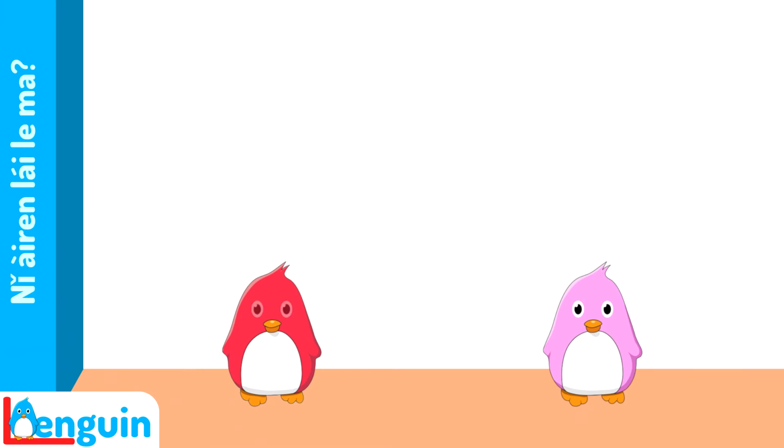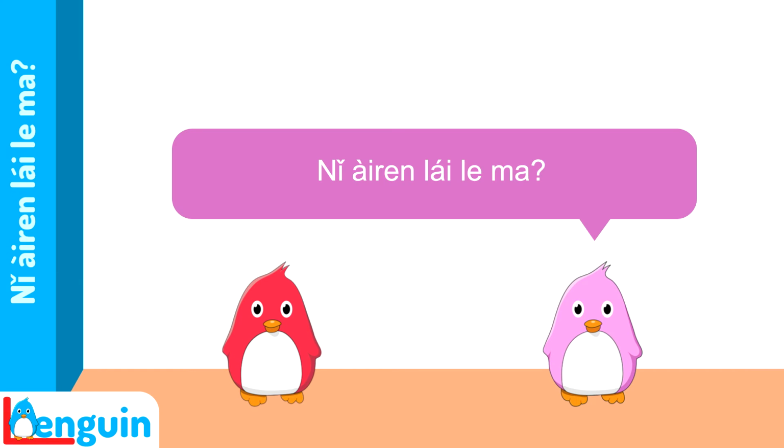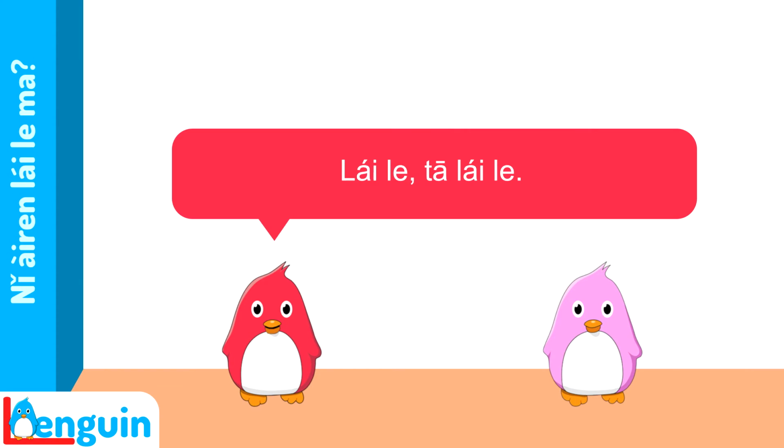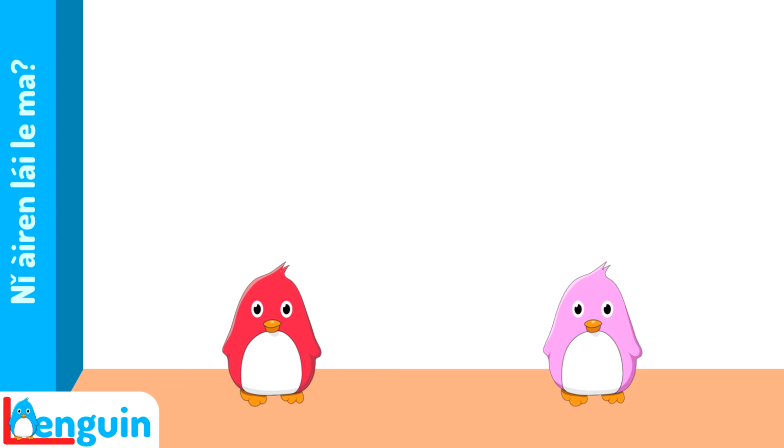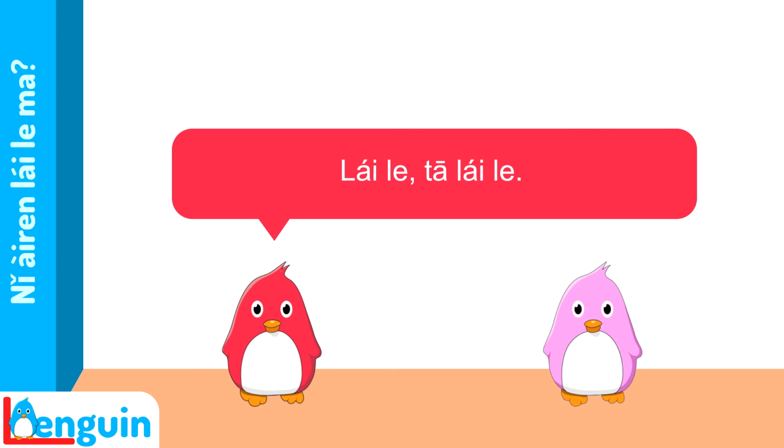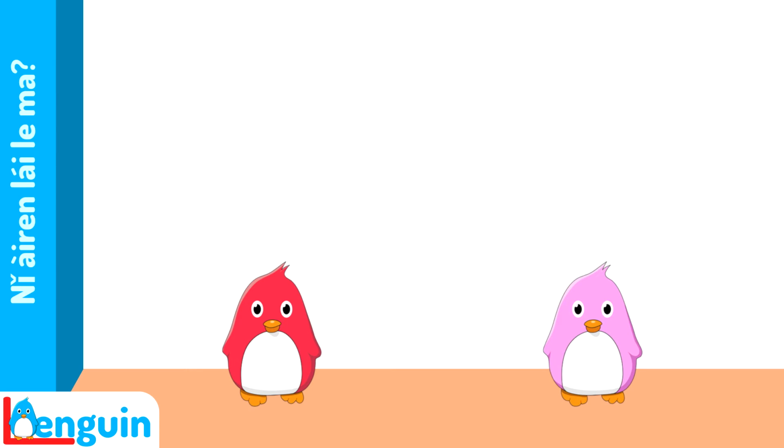Here's the exchange live. 你爱人来了吗？ 来了，他来了。 Try translating it. 你爱人来了吗？ Has your wife come? 来了，他来了。 Yeah, she's come.